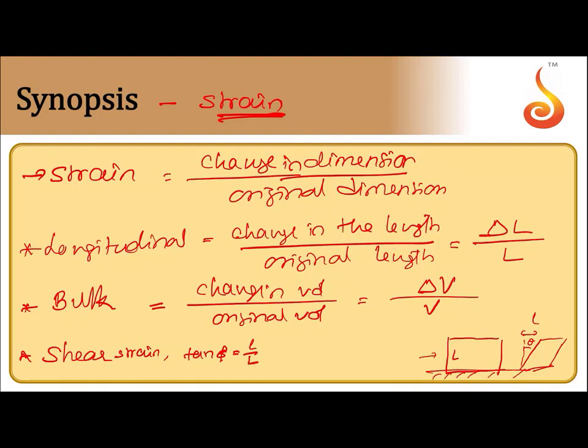So, this is basically the displacement of the upper face of the cube divided by the distance between the two faces. If theta, or say phi, is small, I will take it as theta. Then we can write, for small theta, theta is equal to L divided by L. That is the case of shear strain. So, shear strain is given by the ratio of displacement of the upper face divided by the distance between the two faces, one fixed face and the top face on which the force is applied.